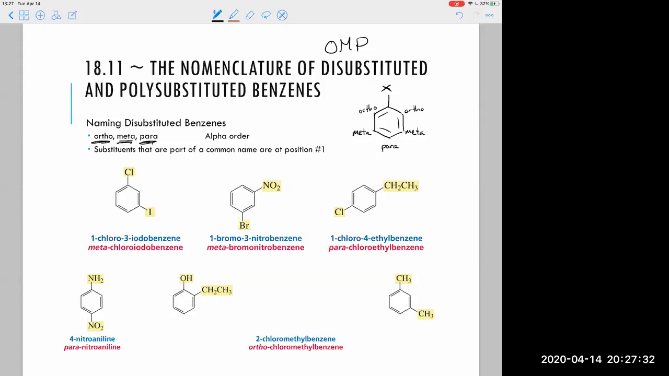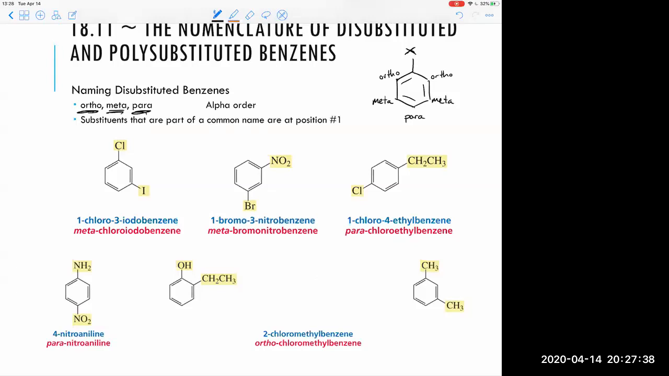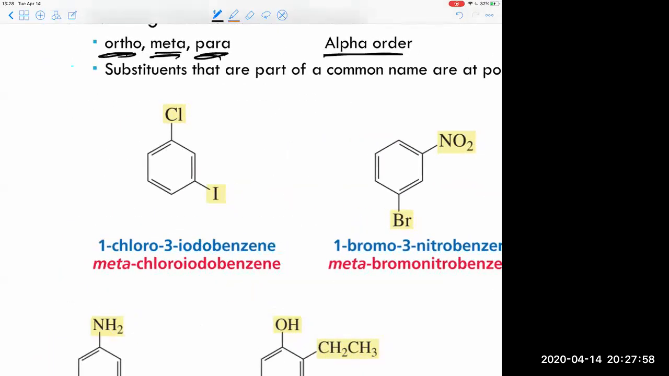Okay, so now let's go into how we actually name these things. When you have multiple substituents on your benzene ring, you're just going to put them in alphabetical order. Whichever one comes first in alphabetical order gets to be carbon one. And then remember, we're always going to number in such a way that we come up with the smallest numbers at the end. So in this particular compound here, chlorine comes before iodo in alphabetical order. So this is carbon one, two, three. The official IUPAC name would be 1-chloro-3-iodobenzene.